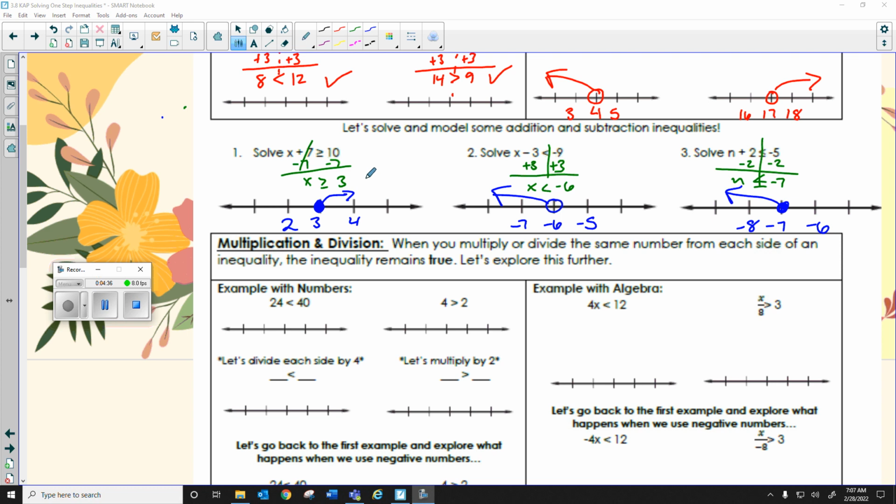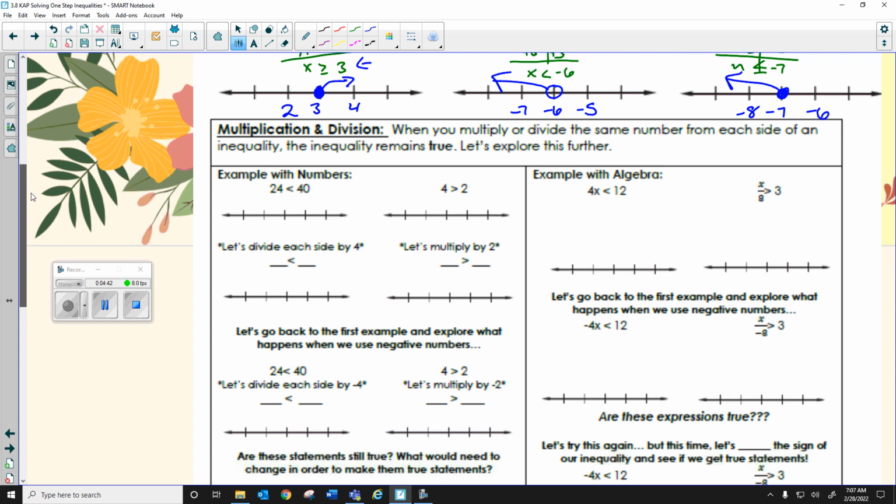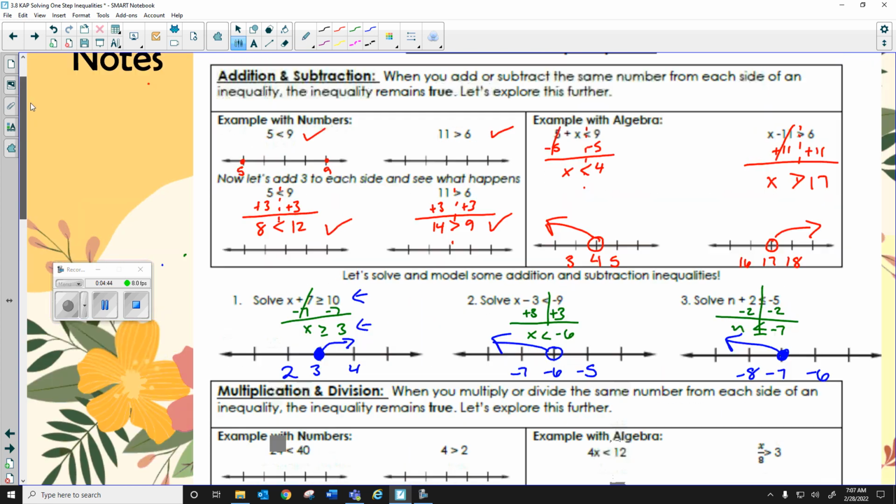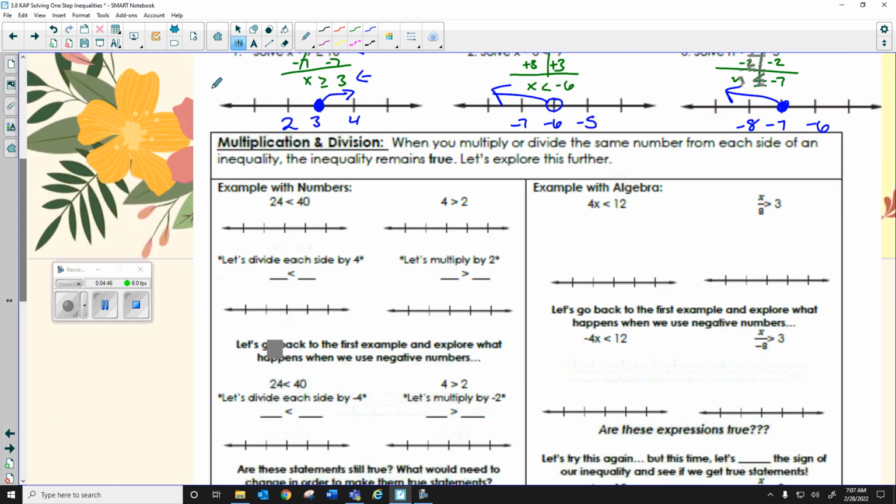Again, you can always check your solution sets by picking a number and plugging it back into your original. That's the beauty of equations and inequalities. Okay, so those were all addition and subtraction. We're going to move on to multiplication and division. So let's see if all this stuff stays true.